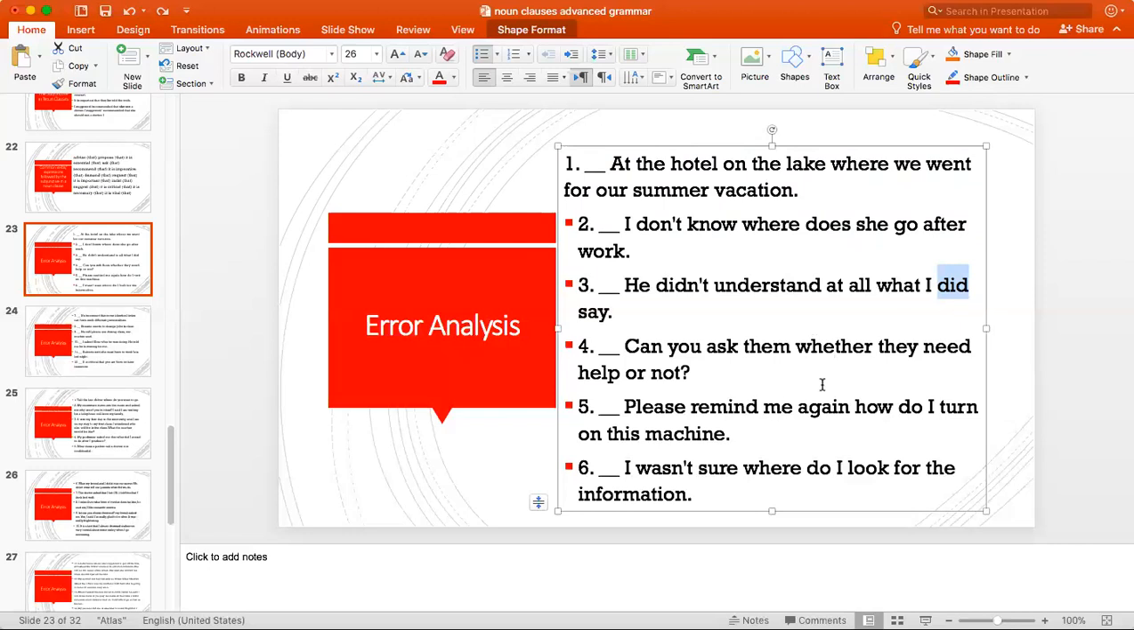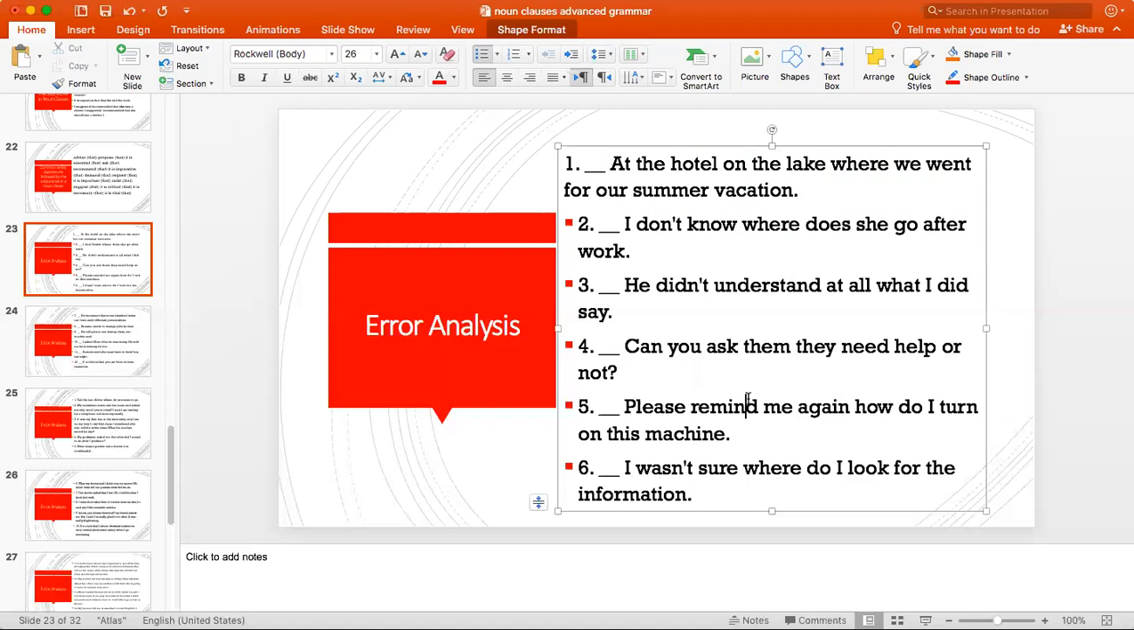Can you ask them whether they need help or not? I think this sentence is correct. Maybe I forgot to include an error, because whether they need help or not is the noun clause. Can you ask them? Ask is the main verb, you is the subject, or can you is the verb, you is the subject. This is a question. This sentence is good. If I want to make it incorrect, for example, I could say, can you ask them they need help or not? This is wrong.